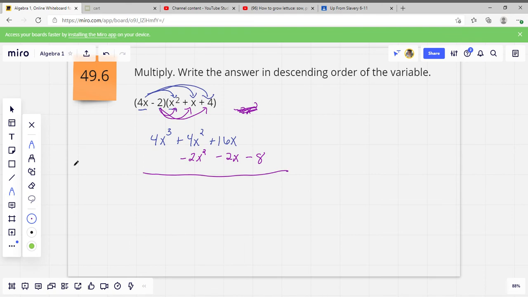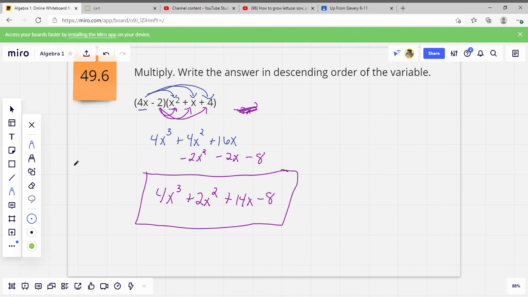Now I'm just going to add my like terms. So 4x to the third. Now we have 4 minus 2, which will be positive 2x squared. 16 minus 2 would be positive 14x, and then negative 8. So there's our answer to that one.